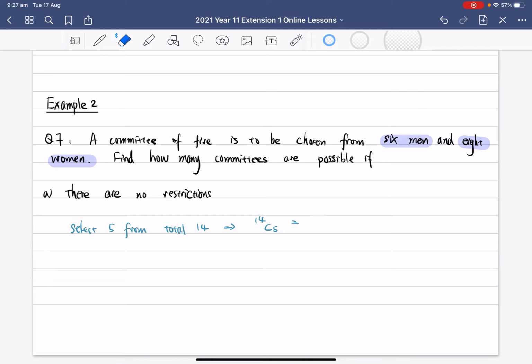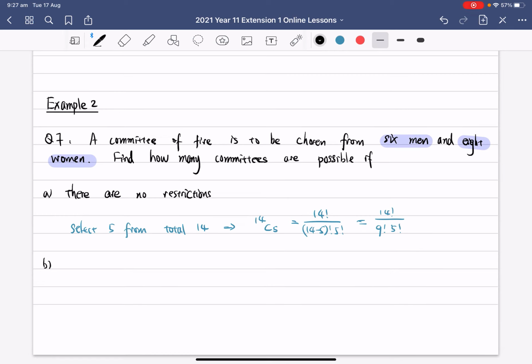14C5 is equal to 14 factorial over 14 minus 5 factorial and 5 factorial. Of course, you can do it with pen and paper, but in this case, I would suggest just using your calculator to work out the answer. So that's pretty easy. If there's no restriction, the question is straightforward.